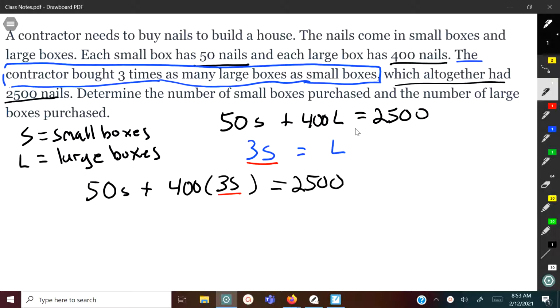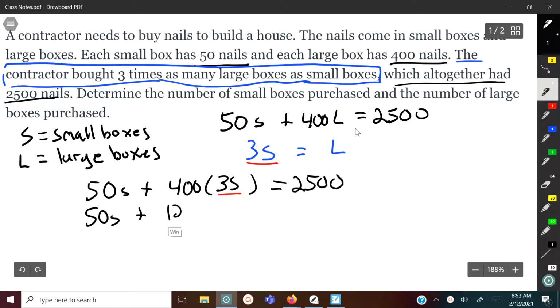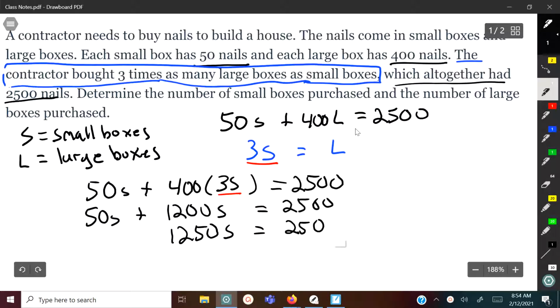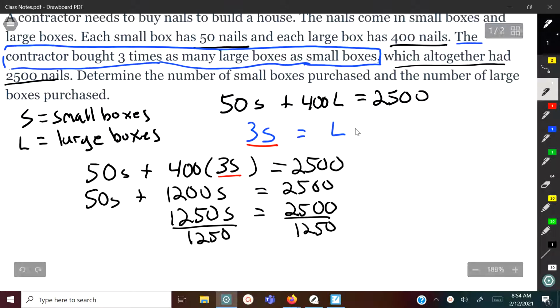I'm going to bring down this 50S plus 400 times 3, which is 1,200S, is equal to 2,500. Add that together and you get 1,250S is equal to 2,500. And then divide. Once we do that, S is equal to 2.